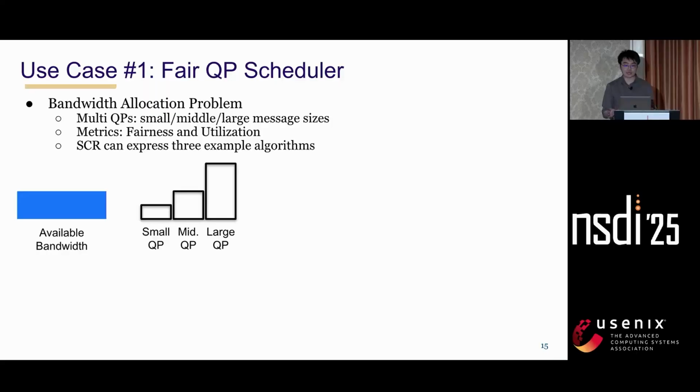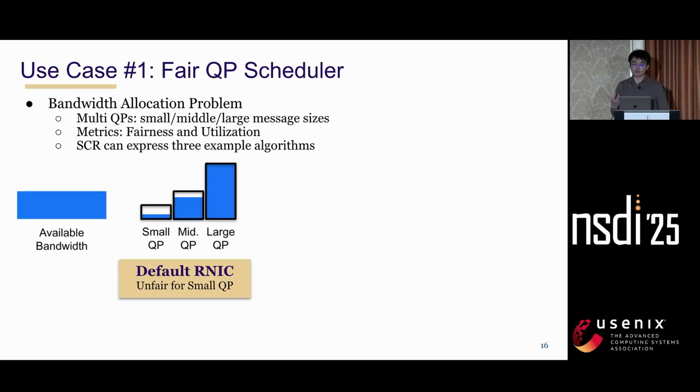For the case of fair QP scheduler, we investigate the problem of bandwidth allocation. We assume several tenants. They set up QPs with varying message sizes. We consider 2 metrics. One is fairness, and another one is utilization. SCR can express lots of algorithms. Here we show 3 typical ones. First one is the default RDMA NIC scheduler. The default one can achieve high utilization, but large-sized QPs will typically grab most of the bandwidth, which incurs starvation for small-sized QPs. Later, we will show experiments. It will hurt the performance of small message QPs, and for example, it will increase the latency for small messages.